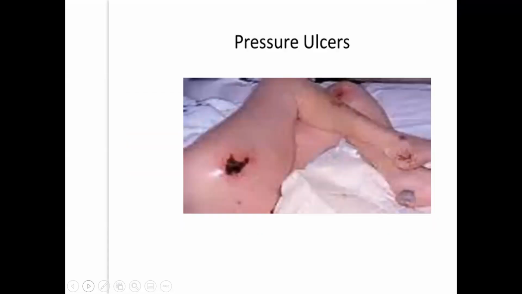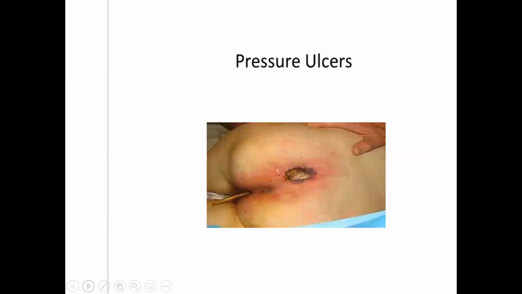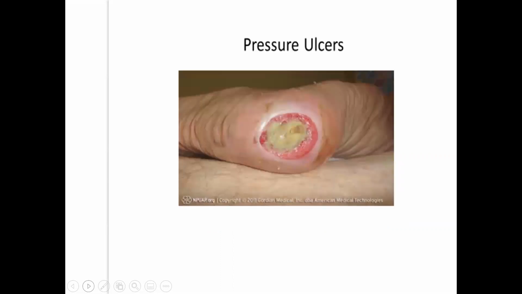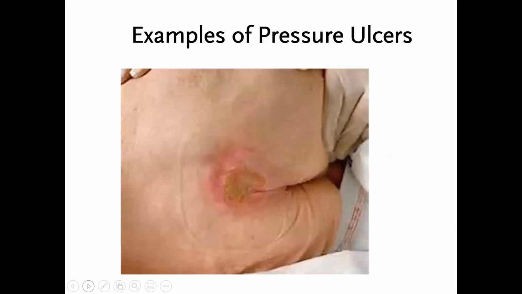This is an example of multiple pressure ulcers. As you see, this person has pressure ulcers on all of the bony areas, the hip, the knees, and between the legs, and also the heels and the ankles. This is an example of a pressure ulcer, maybe a stage 3, that is on the buttocks or the tailbone. This is an example of a pressure ulcer on the heel. This is an example of a pressure ulcer also on the tailbone.